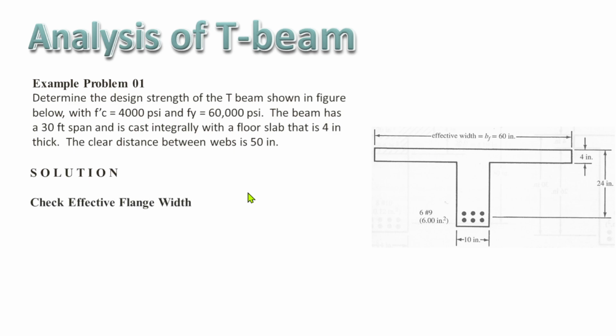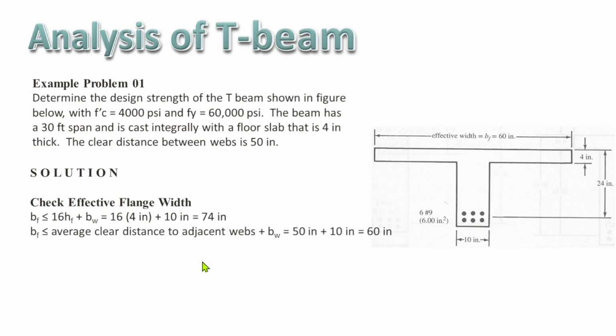So here the solution is, first of all, to check the effective flange width of the beam. One of the criteria as per the ACI code: the flange width should be less than or equal to 16 times the thickness of the flange plus the width of the web. So that is 16 times 4, the thickness of the flange, plus the width of the web, which is 10 inches in our case. So the total is 74 inches.